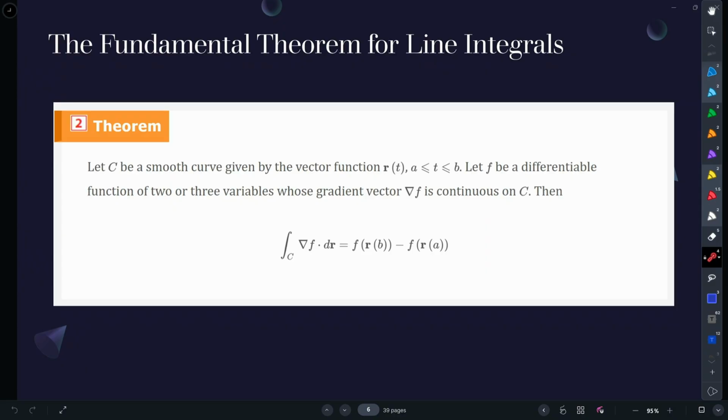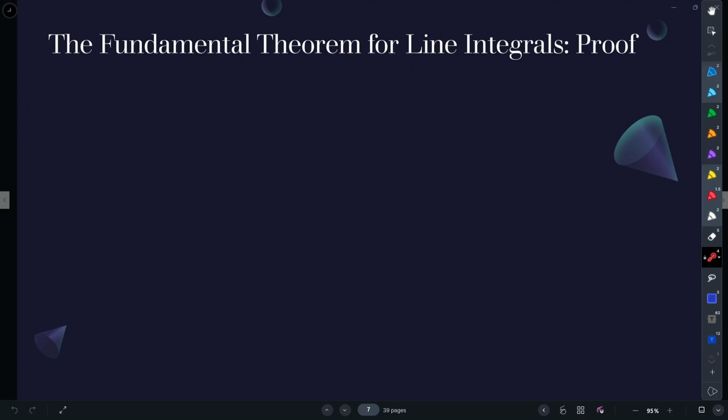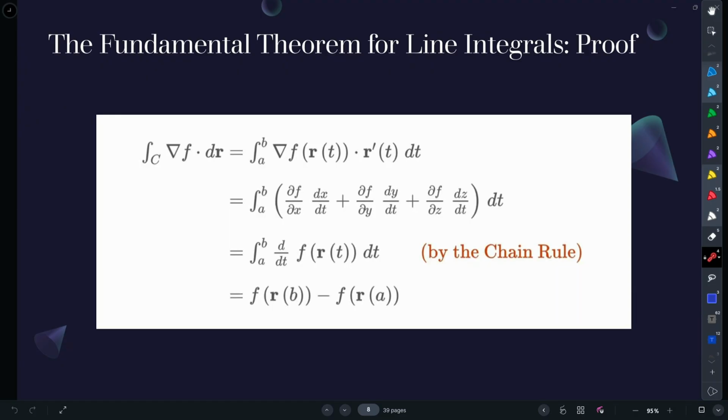This is huge because some of those integrals can be very nasty. But if you know that your vector field is actually a gradient, remember we call those vector fields that are the gradient of a function conservative vector fields. So if it's a conservative vector field, then we can do better. Let me go quickly over the proof just to show you what's happening. It's just an application of the fundamental theorem of calculus.